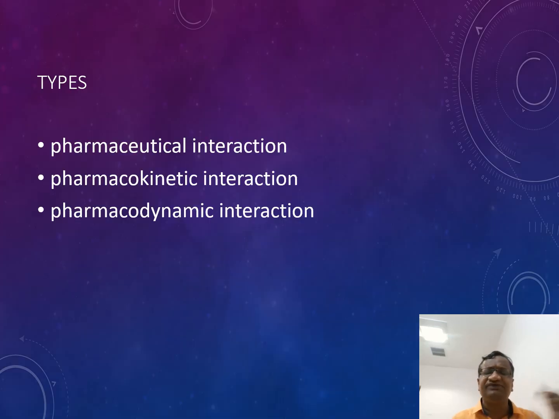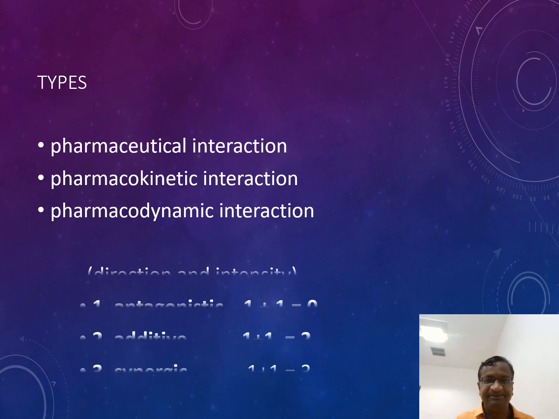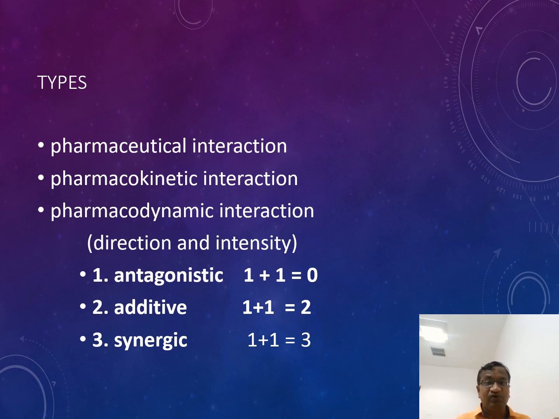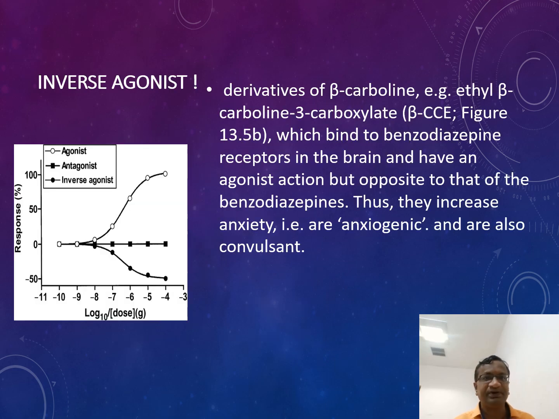Now, what are the types of interactions? Pharmaceutical, pharmacokinetic, and pharmacodynamic. Pharmaceutical is simple. In the pharmacodynamic, it may be additive, antagonistic, synergistic, etc. We will come to it later.